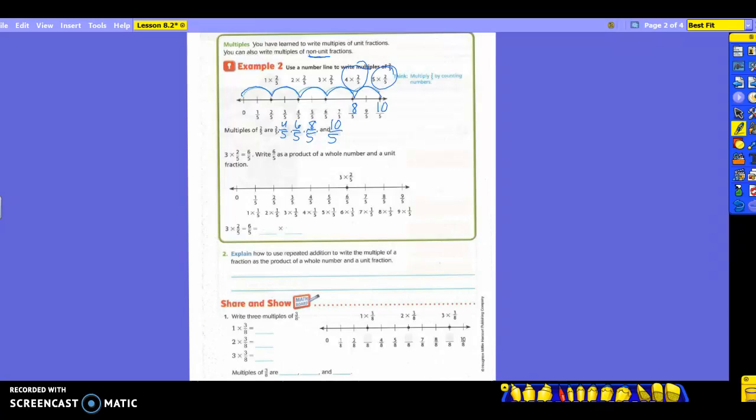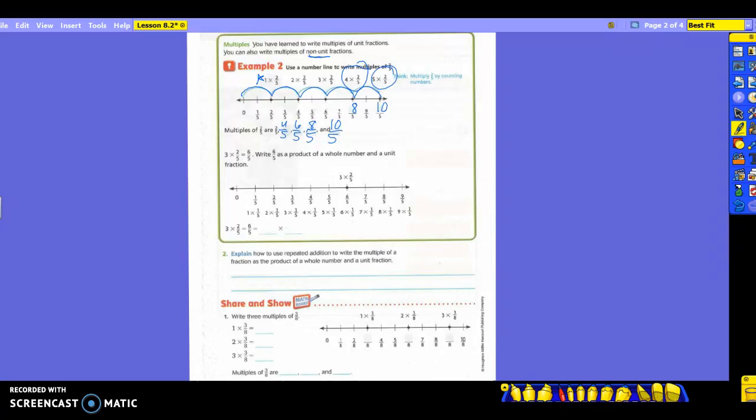Everybody understand that? Pay close attention, because what they're going to give you is this, and you have to figure out what it is counting by. So it's not going to tell you these up here on top. You're going to have to come up with that. Make sense? So it says 3 times 2/5 equals 6/5. 3 times of doing that, what did you get? 6/5. We're going to now write 6/5 as a product of a whole number and a unit fraction.